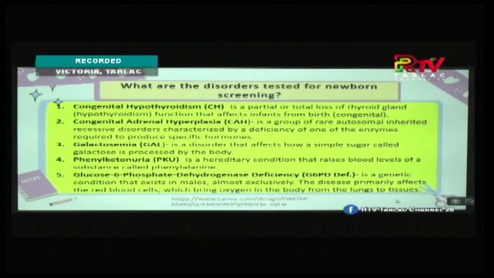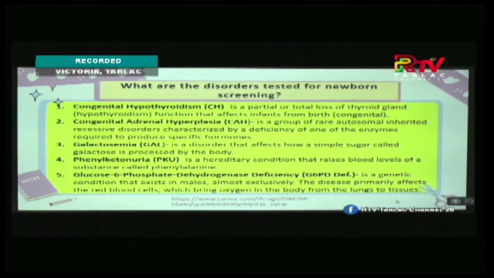Number 3. Galactosemia. It is a disorder that affects how a simple sugar, called galactose, is processed by the body. Number 4. Phenylketonuria. It is a hereditary condition that raises blood levels of a substance called phenylalanine. Number 5. Glucose-6-phosphate dehydrogenase deficiency or G6PD deficiency. The disease primarily affects the red blood cells, which bring oxygen in the body from the lungs to tissues.